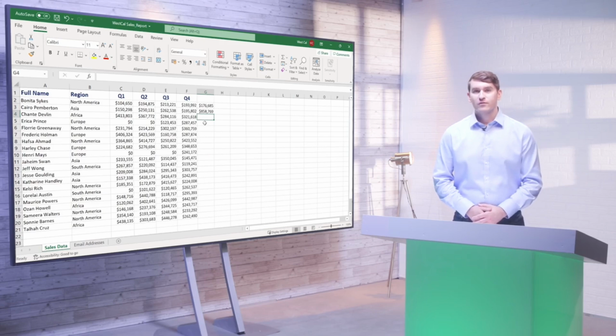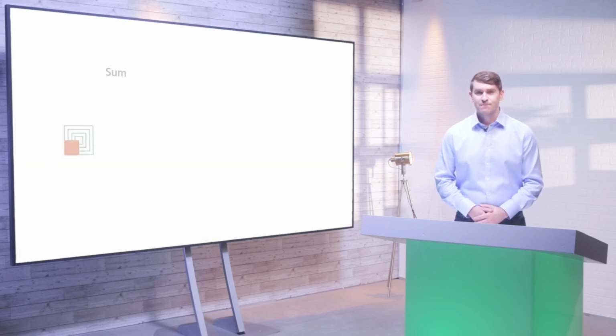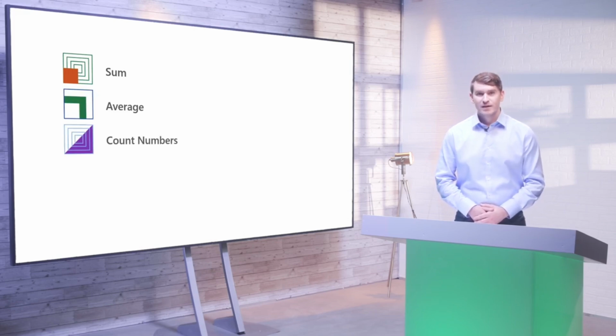Let's take a quick look at the functions available in the AutoSum menu. Sum adds values in a specified range. Average determines the average value in a range. Count Numbers determines the number of cells that contain a numeric value in a range. Max finds the highest value in a range, and Min finds the lowest value in a range.